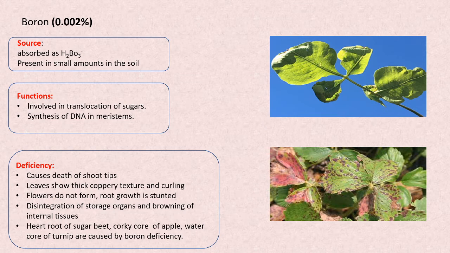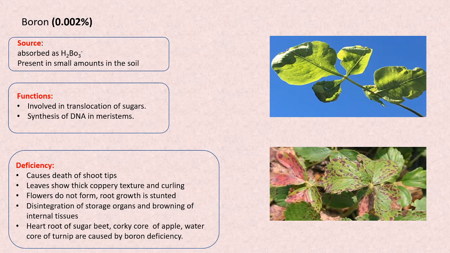And what are the different functions performed by this boron? So the functions are: it is important in plant metabolism, that is boron is involved in translocation of sugars. Sugars are translocated in the form of borate complexes, okay. So it plays a very important role in translocation of sugars and also in synthesis of DNA in meristems. These two are the functions of boron.